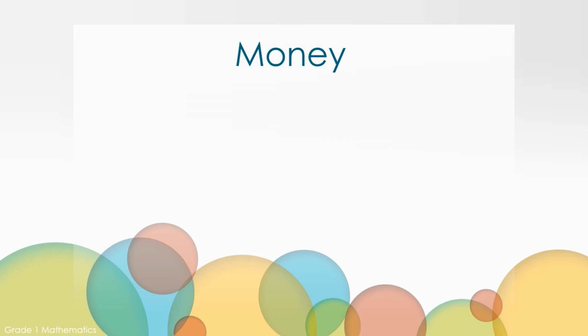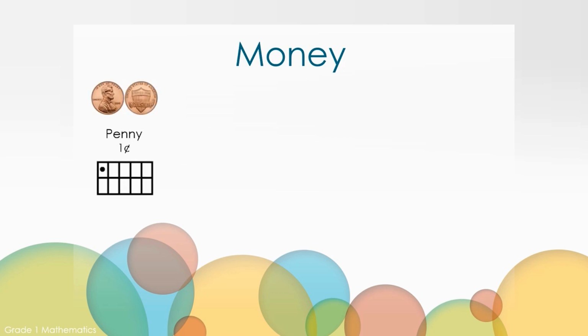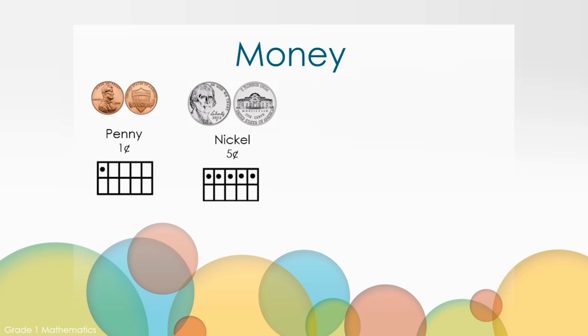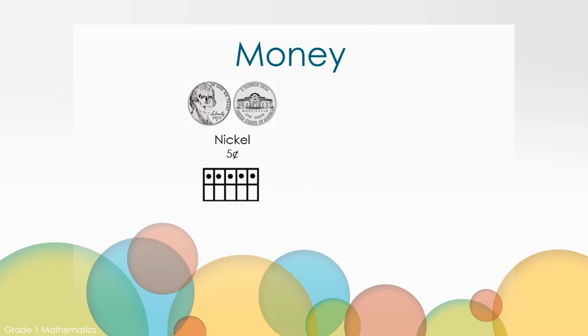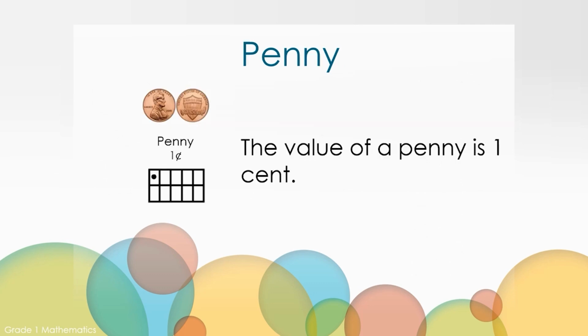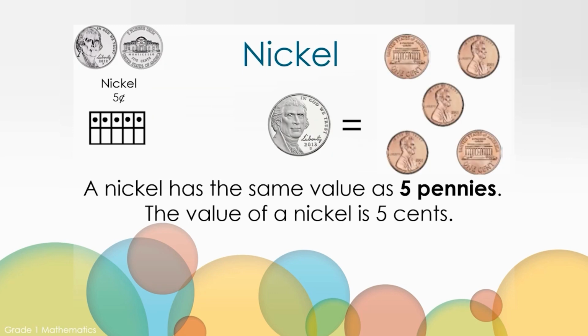We've been learning about money this week, and here are the types of coins. Penny, 1 cent. Nickel, 5 cents. Dime, 10 cents. Quarter, 25 cents. Today we're going to focus on nickels. The value of a penny is 1 cent. A nickel has the same value as 5 pennies. The value of a nickel is 5 cents.